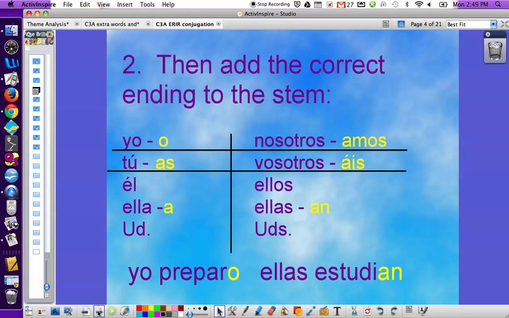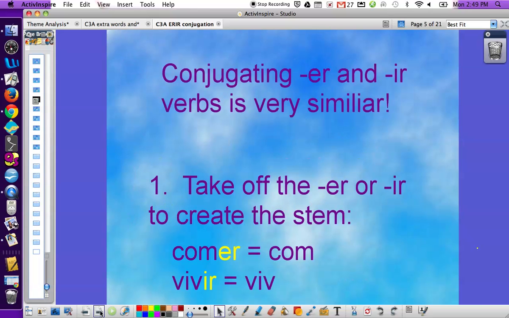ER and IR conjugation is very, very similar to AR conjugation. The first step is almost exactly the same. You take off either the ER or the IR to create the stem. So for the verb comer, which means to eat, I would take off the ER and have com, C-O-M. This you should be writing down in your notes because it is new. To conjugate the IR verb vivir, which means to live, I create the stem viv, V-I-V, simply by taking off the IR.